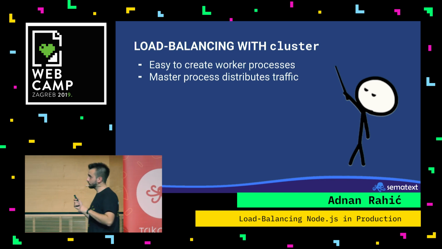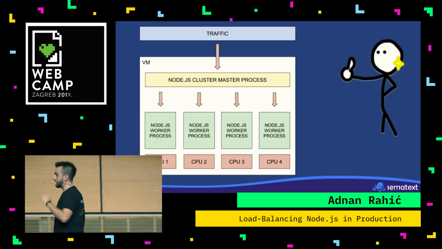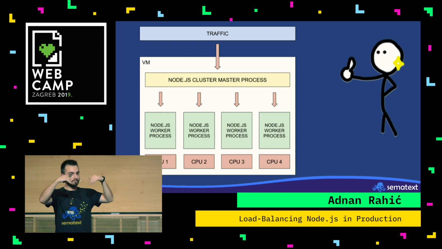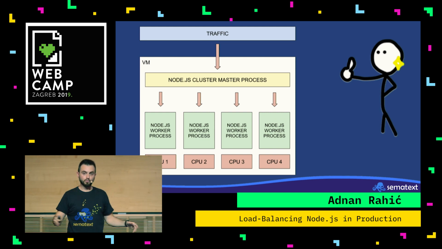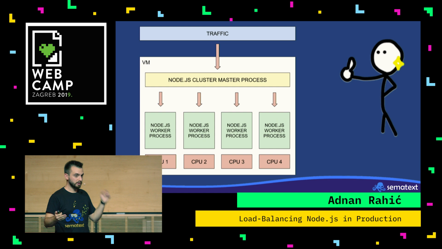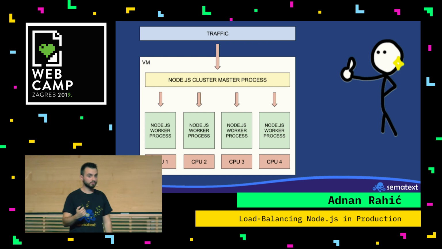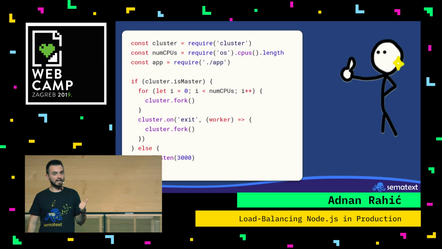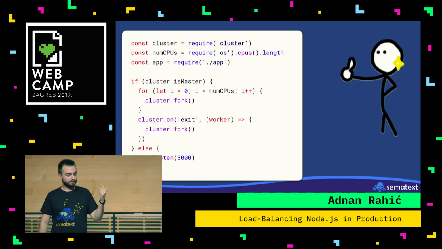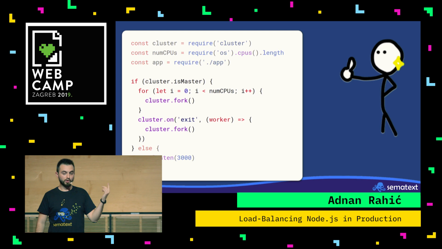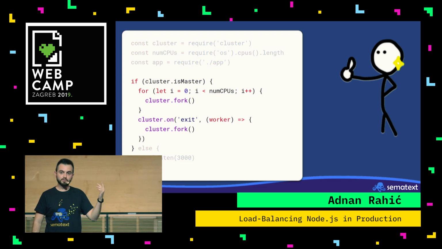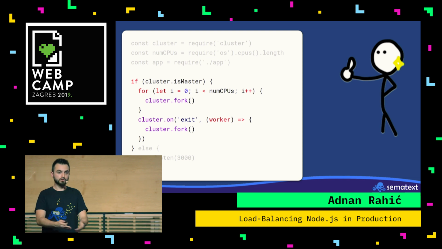Now, this is what he ended up with. He ended up having a master process routing all of the incoming traffic to the worker processes. Sweet, now he has a way of distributing traffic across his CPU cores. And the way he does this is super, super simple. He adds another file and specifies if it's the master process, fork workers, spawn more worker nodes, or if it's a worker node, just run the app.